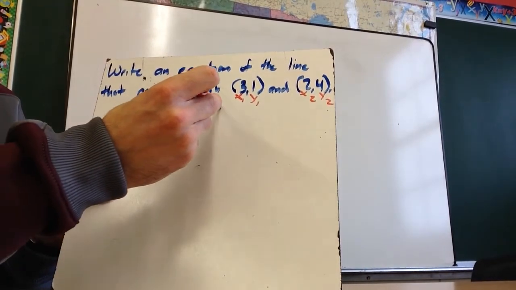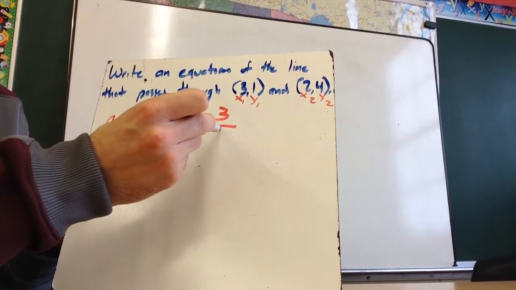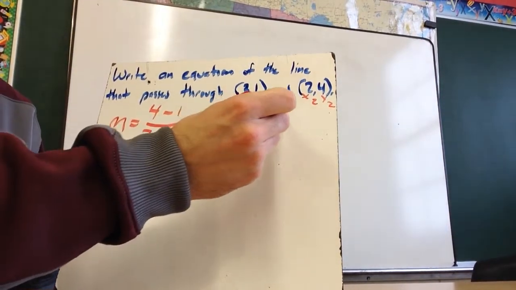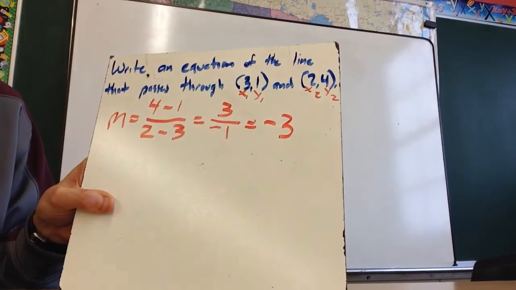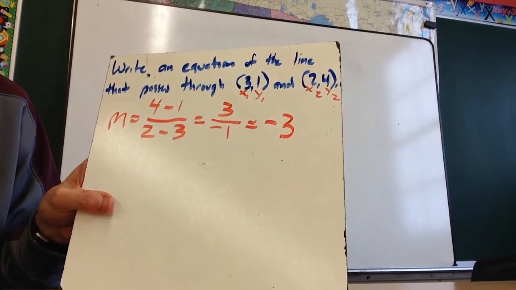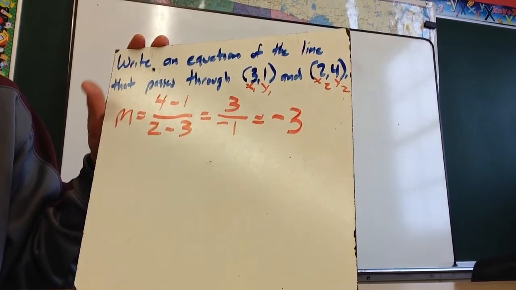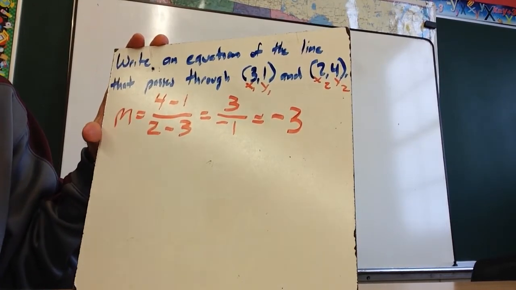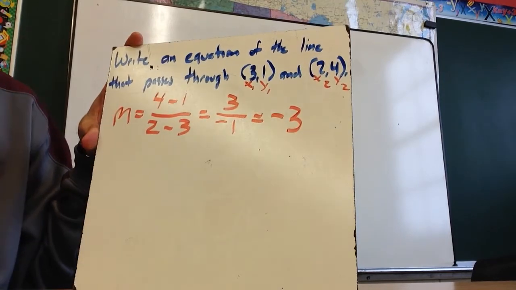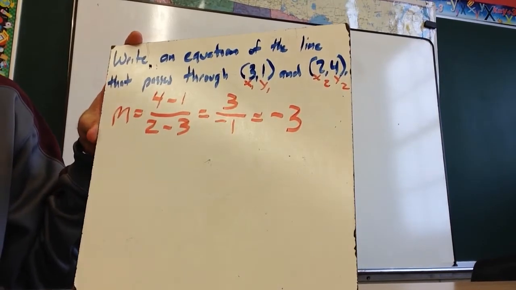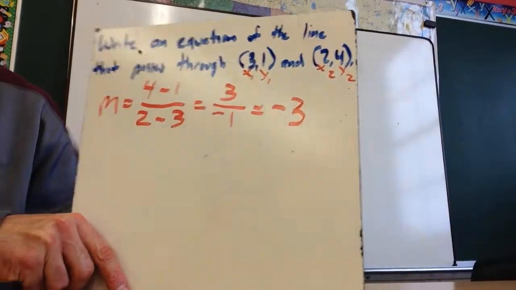4 minus 1 is 3. 2 minus 3 is negative 1. 3 divided by negative 1 is negative 3. So there's my slope. Okay, but now I need to find b. So I'm going to use y equals mx plus b, but I'm going to substitute this negative 3 in for m.